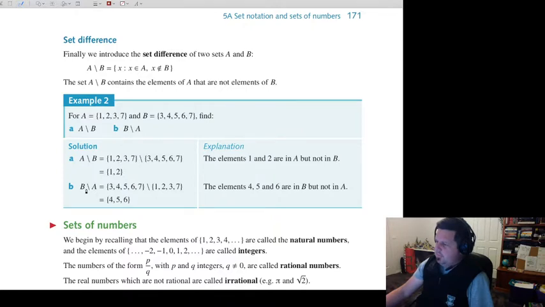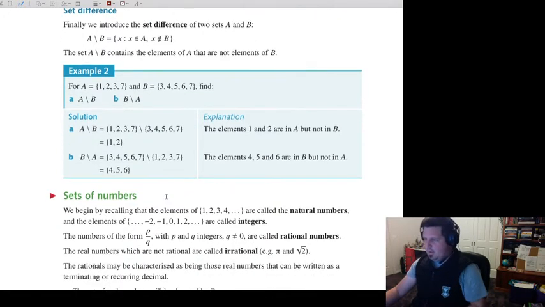This one here, write it out. Okay. And again, you're looking for the elements that are in B but not in A. Yep. B but not in A. So the elements that are in B but not in A are 4, 5, and 6. Cool. A little bit different there. Get your head around that one.